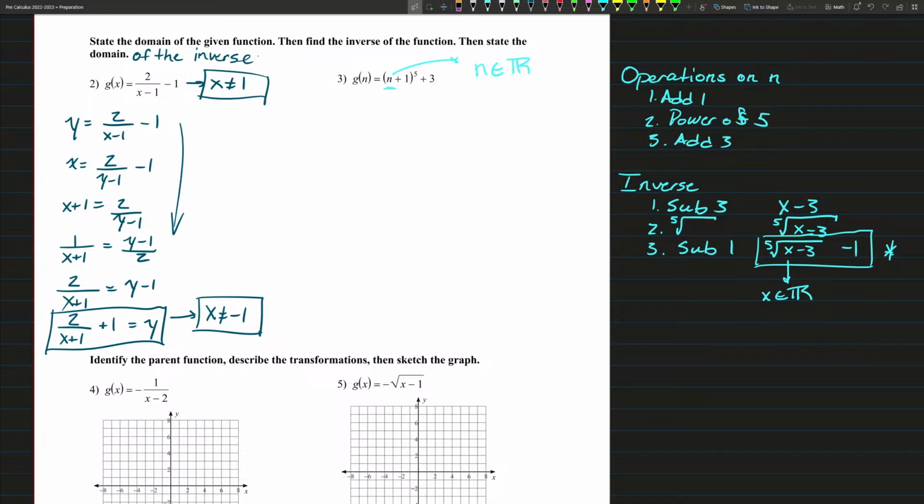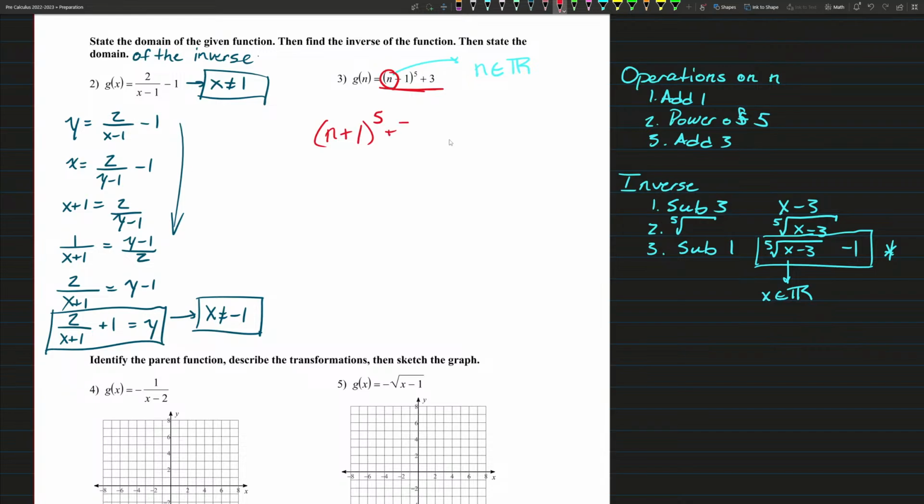Why is it all real numbers? I'm assuming you mean... well, I'll explain both, but first, the domain of this function. We can plug in any number we want into n. There's no illegal numbers, because if we have any number, first of all, we can add 1 to any number, and we can also take that to the 5th power. There's no number that we can't add 1 to and take to the 5th power. So that's why that's all real numbers.